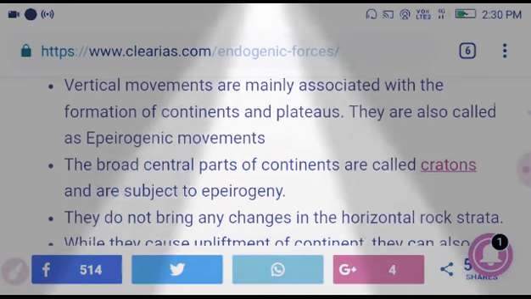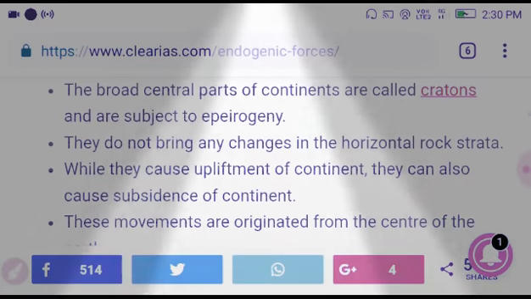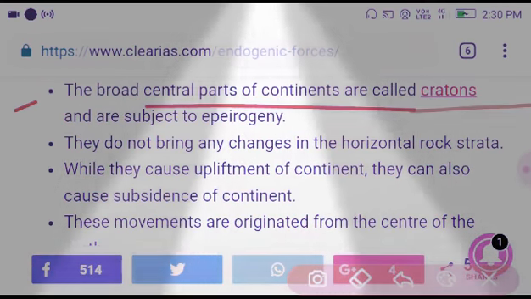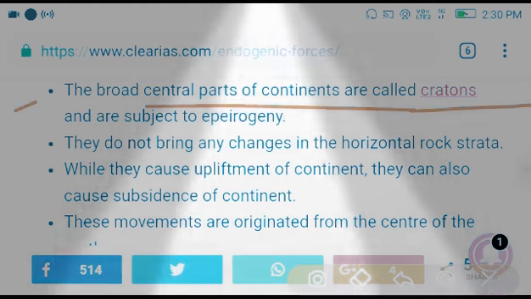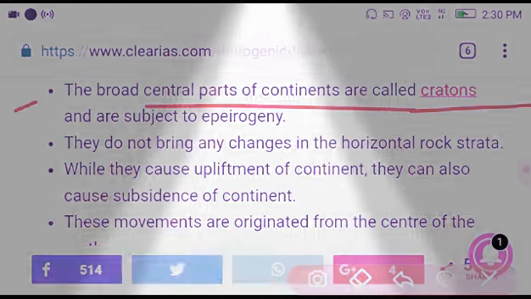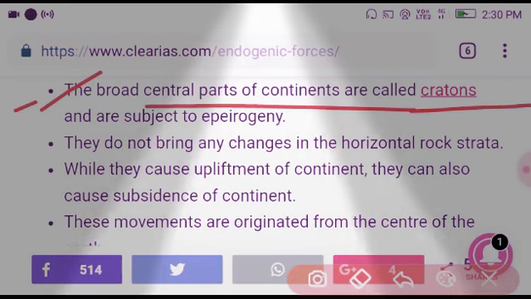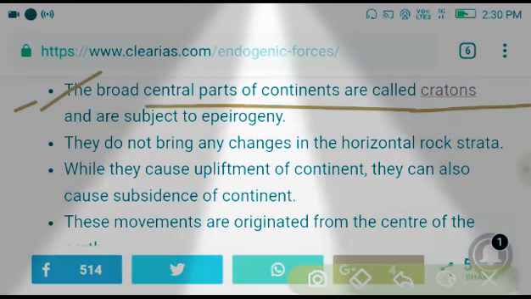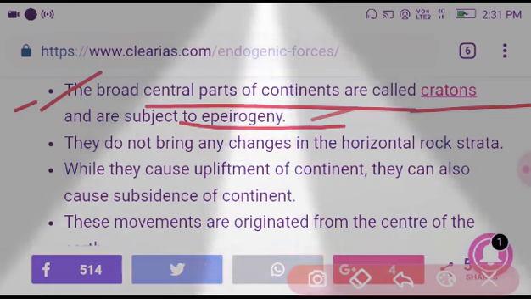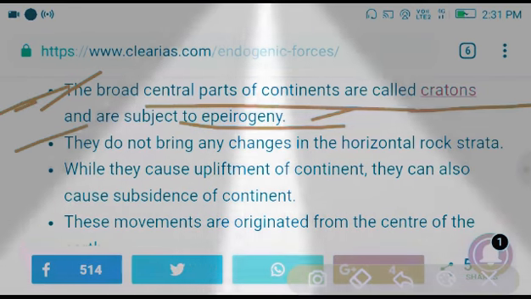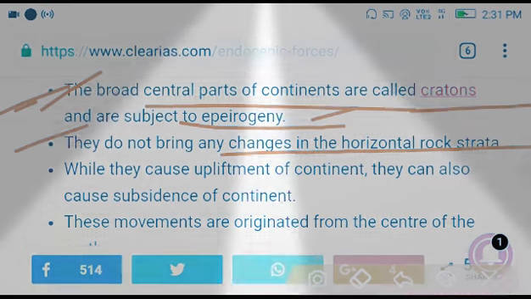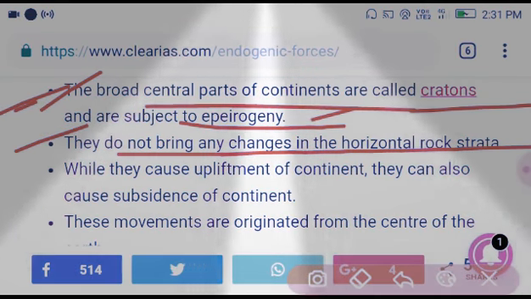The broad central parts of continents are called cratons. So what are cratons? Mainly the broad central parts of the continents, and they are subject to epeirogeny. They do not bring any changes in the horizontal rock strata.